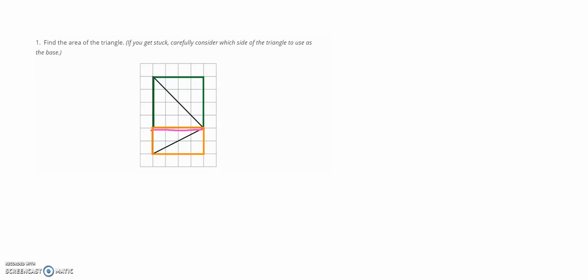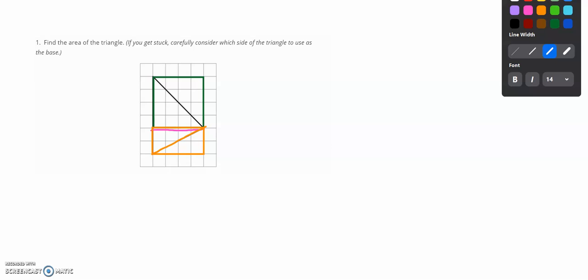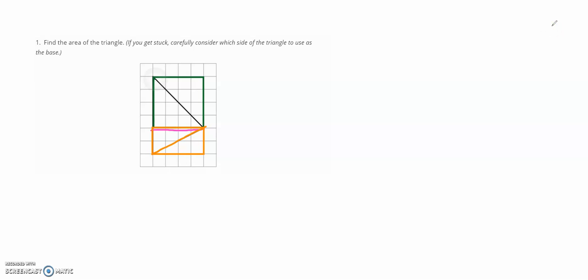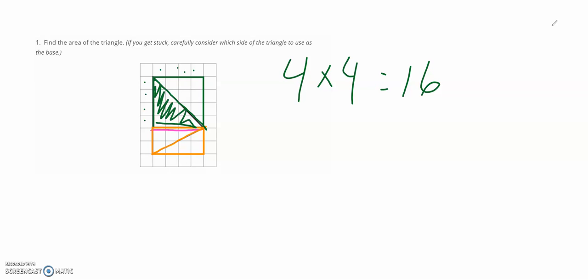This one's cut in half like this, and this one is cut in half like this. And we just want 1/2 of each of those to make up the whole triangle. So this rectangle, it's actually a square. 1, 2, 3, 4. 1, 2, 3, 4. 4 times 4 is 16. And we just want this bit, which is half of it. Half of 16 is 8. So this piece of the triangle is 8.